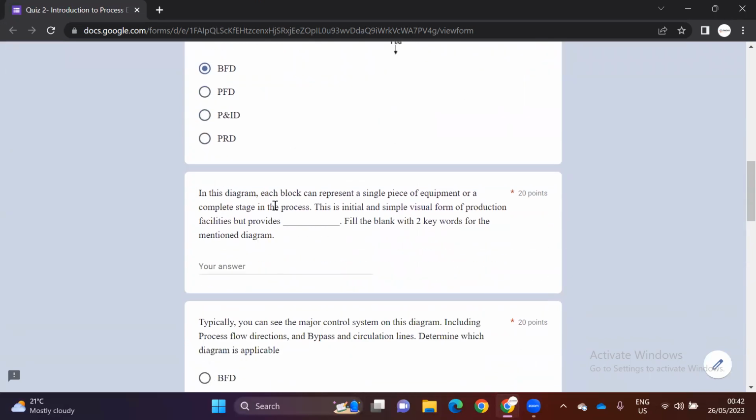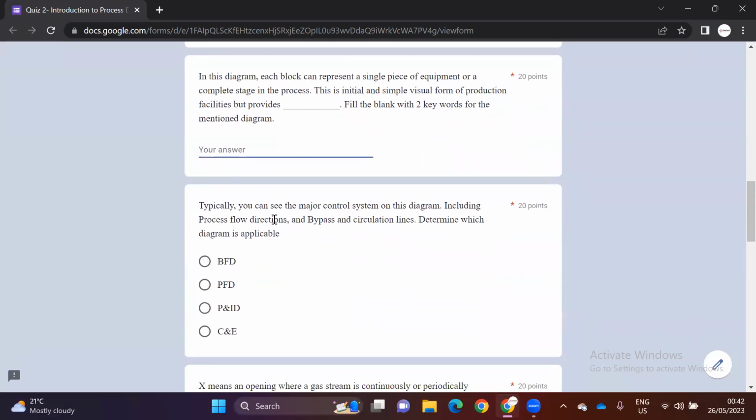Next question. This is an open-ended question. In this diagram, each block can represent a single piece of equipment or a complete stage in the process. This is initial and simple visual form of production facilities. So initial and simple visual form of production facilities means that we are talking about the BFD, block flow diagram, but we must fill the blank with two keywords. Okay, the mentioned diagram is the block flow diagram. The keywords for block flow diagrams are limited information. Therefore, we'll write limited information.